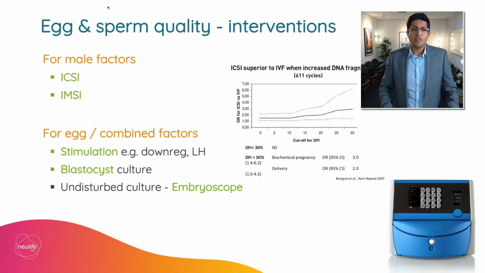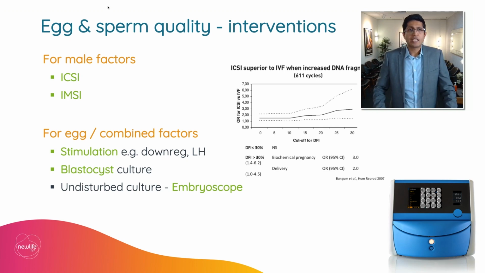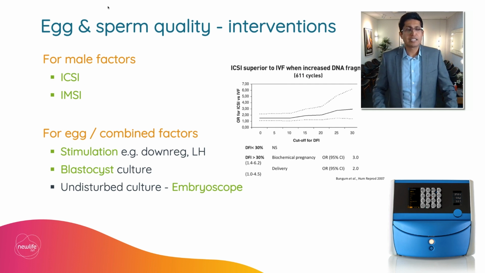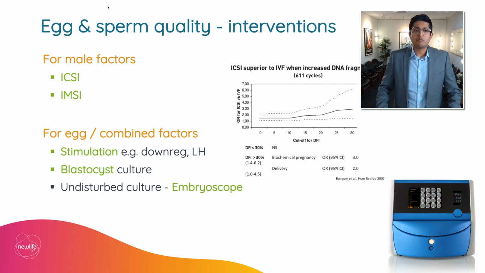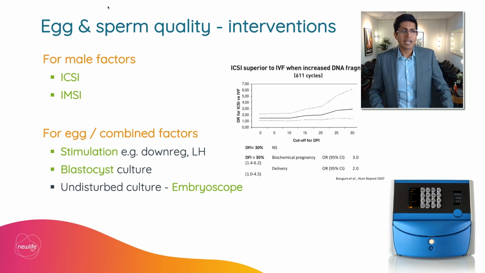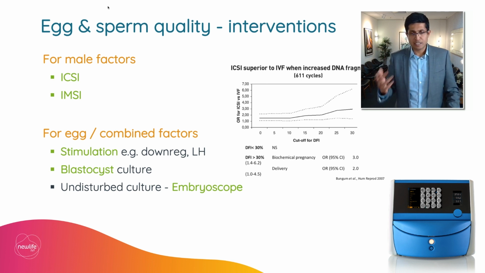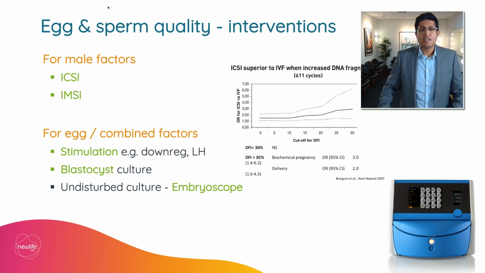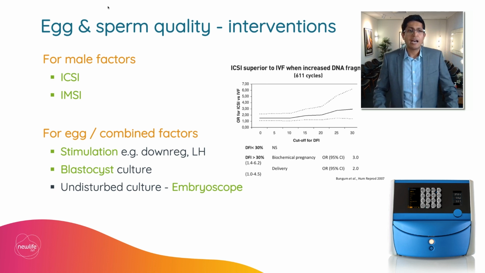What can we do on the lab side of things? Well, it comes to those sorts of interventions that you discuss quite routinely with your fertility specialists. There's some evidence that ICSI may be superior to IVF for those with very abnormal sperm parameters, in particular those with increased DNA fragmentation. We do have the option of high magnification ICSI, which I'll discuss in the next slide, that can really help to select out the best sperm in the ejaculate. For the egg and for the embryo together, we can look at the kind of stimulation protocols we're using.